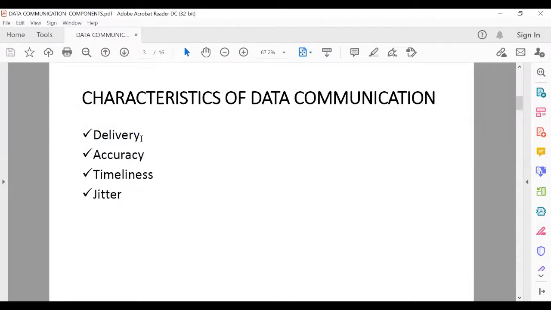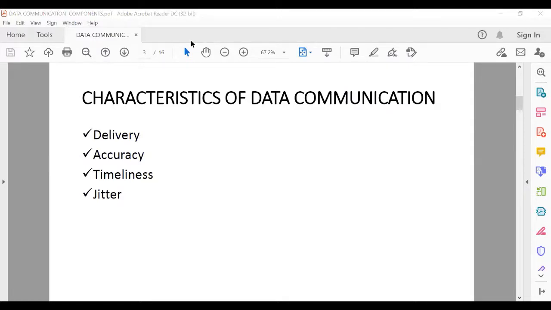Okay. And the last is the jitter, which is the variation in the packet arrival time. So uneven jitter may affect the timeliness of data which is being transmitted. So these four fundamental characteristics are very important in case of any data communication system.